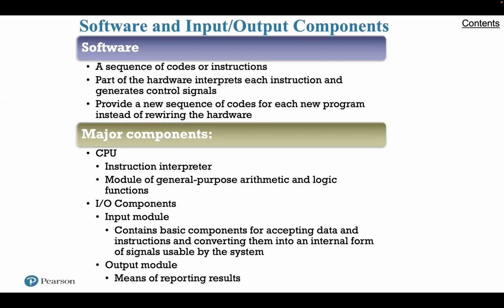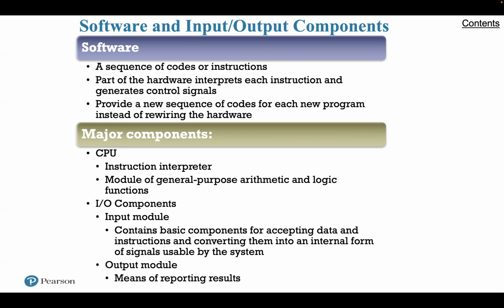So we're seeing this figure. It indicates two major components of the system: an instruction interpreter and a module of general purpose arithmetic and logic functions. These two constitute the CPU. Several other components are needed to yield a functioning computer.